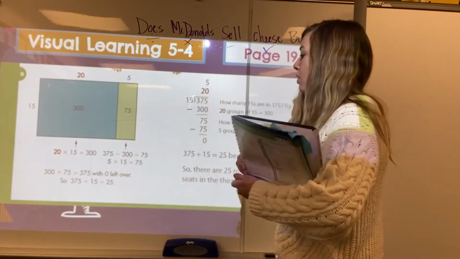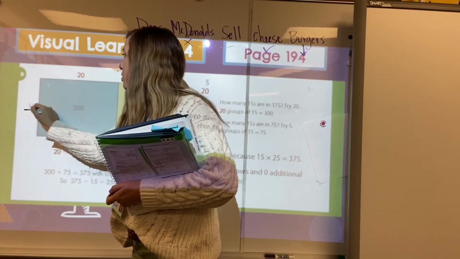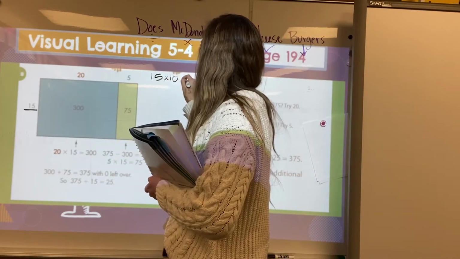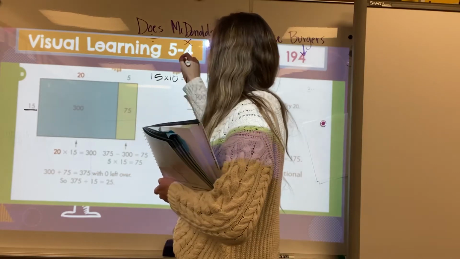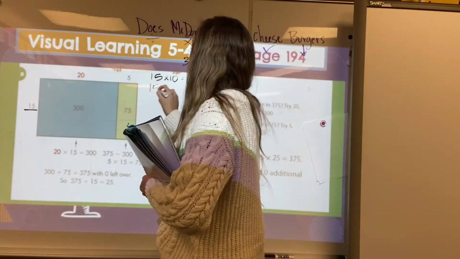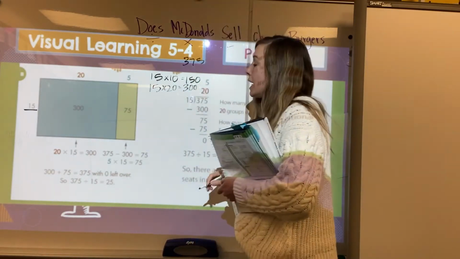Okay, so for this first one, they have their 15 out here, which is what we would start with. And then they would do 15 times 10. Well, that gives them 150. And our total goal is 375. So you think, that might not be enough. So 15 times 20, well, that gives them 300.